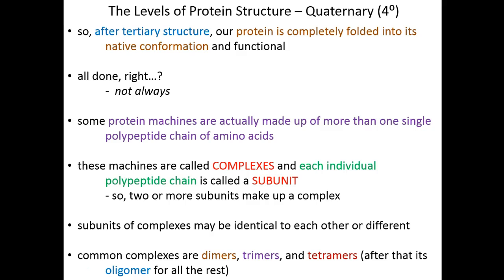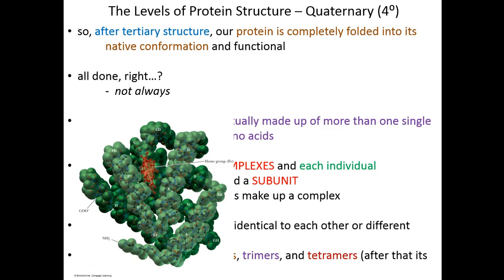Common complexes are referred to as dimers. That means there are 2 subunits. Trimers, 3 subunits. Tetramers, 4 subunits. And then we kind of stop with the quantifying of the number of subunits. And after that, we use the term oligomer. And oligomer means anywhere above 4 subunits.